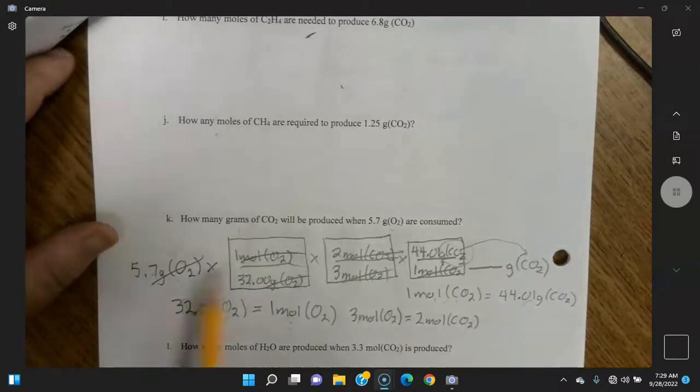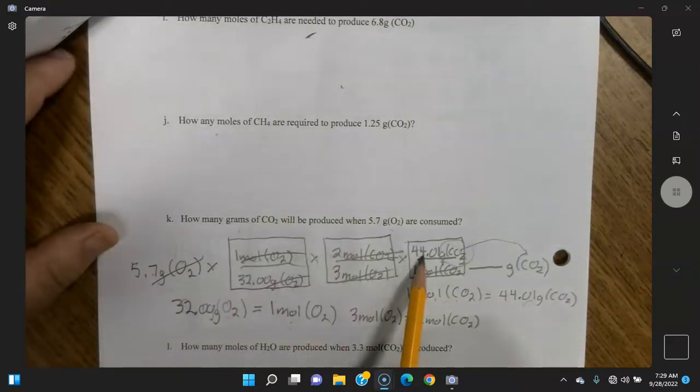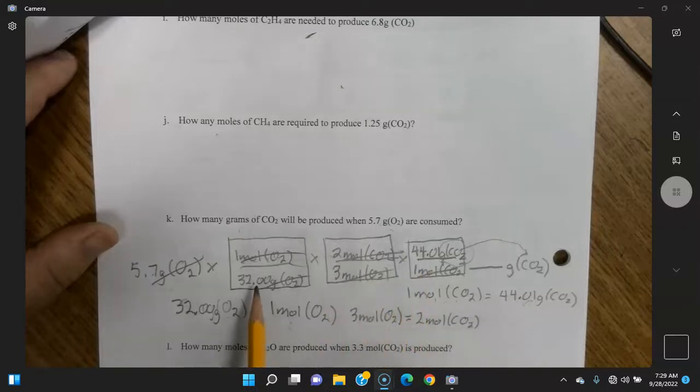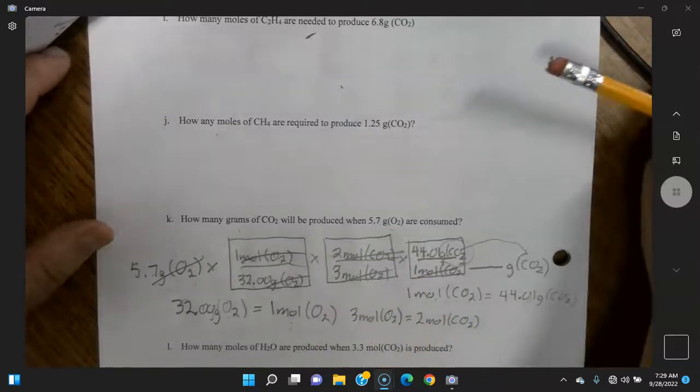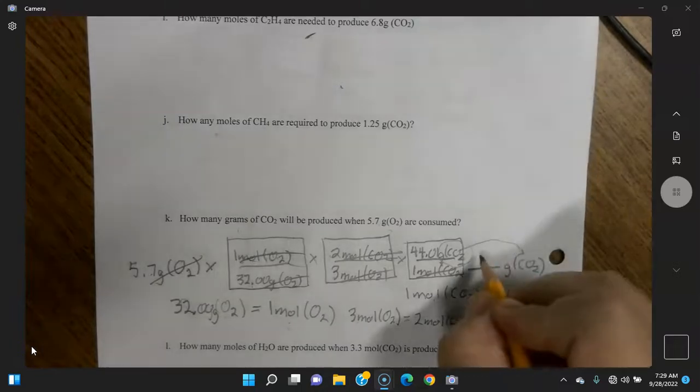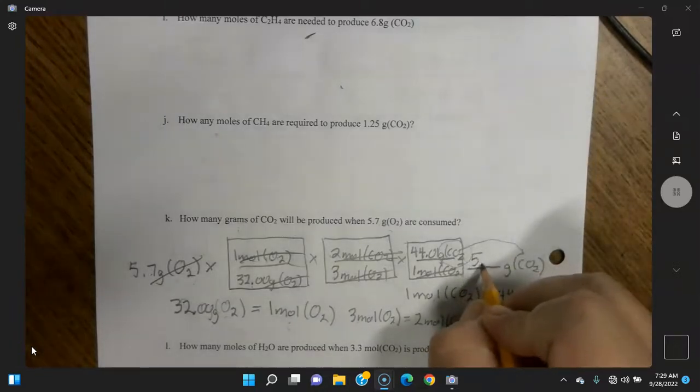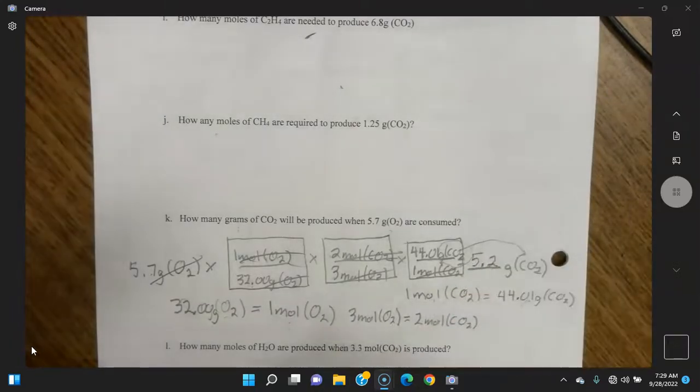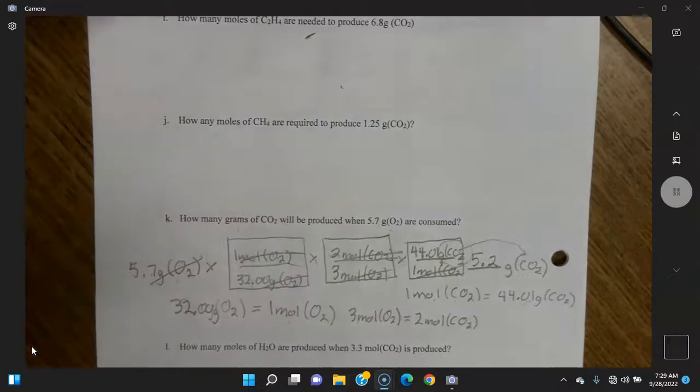So we multiply 5.7 times 1 times 2 times 44.01, divided by everything on the bottom: divided by 32, divided by 3, divided by 1. Okay, and that gives us 5.2. All right. Okay, what else do you have to do? I think that's all I'm going to do for this problem.